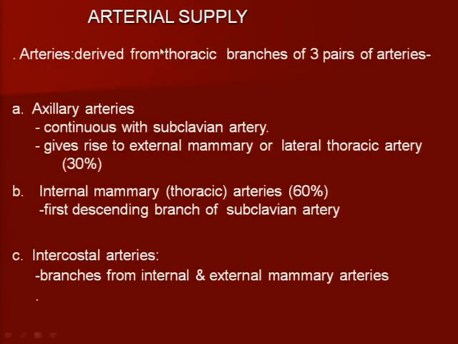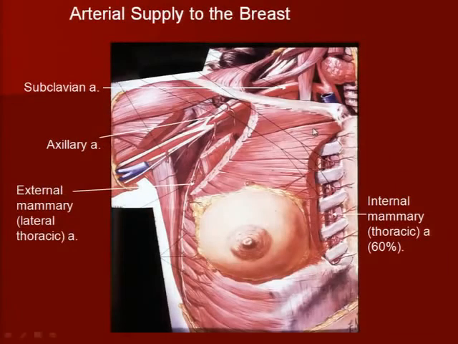Arterial supply, I'll run through very fast. Mainly, 60% is from the internal mammary arteries, 30% of the supply is from the external mammary or lateral thoracic artery, and the intercostal arteries. So 60% of your blood supply is from the internal mammary arteries, and about 30% is from the external mammary or the lateral thoracic artery.